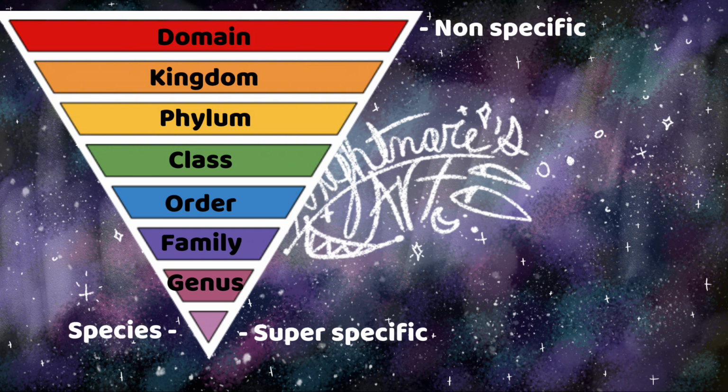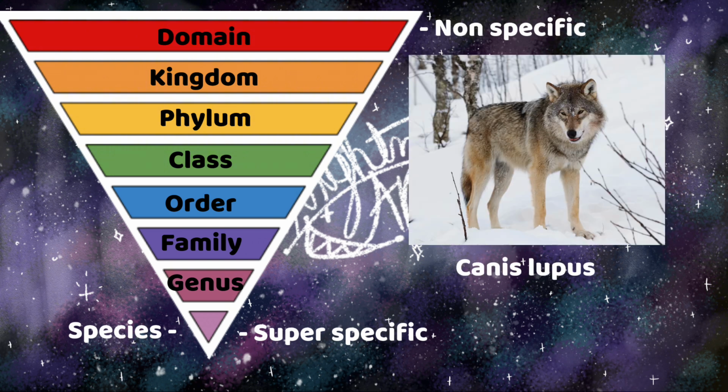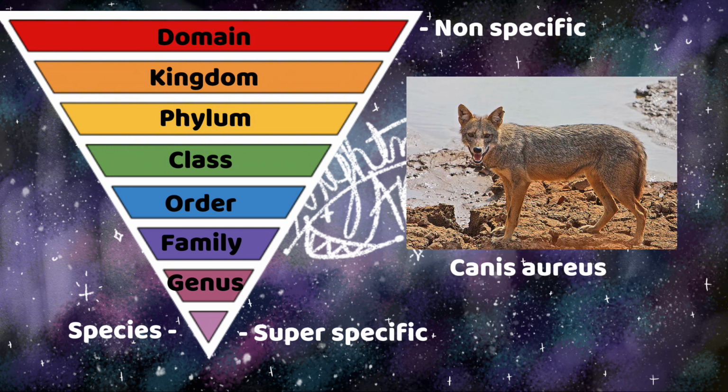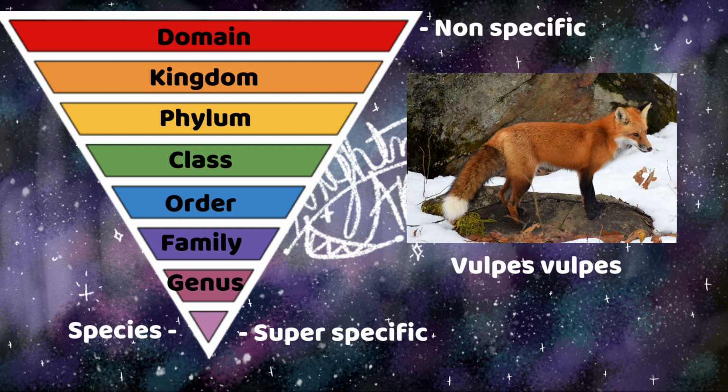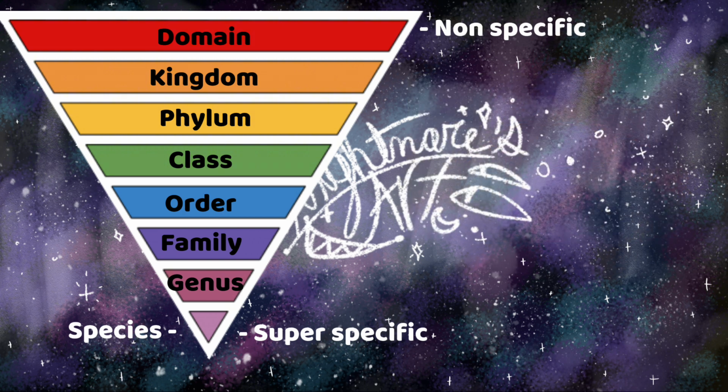I also want to bring up binomial nomenclature, aka how scientific names are made. Each scientific name is made out of 2 words. The first name is the genus, and the last is the species. For example, gray wolves are Canis lupus, coyotes are Canis latrans, and jackals are Canis aureus. And the red fox is Vulpes vulpes, because it's not a part of the genus Canis. Also, fun fact, dogs are Canis lupus familiaris because they are a domesticated subspecies of the gray wolf.